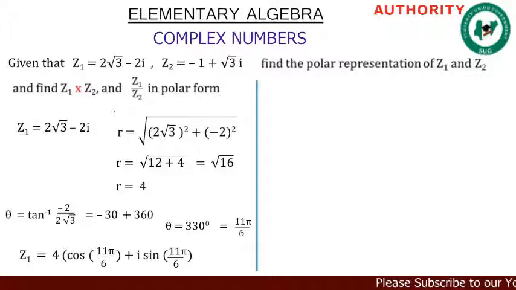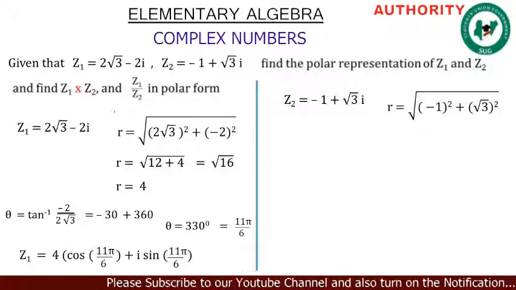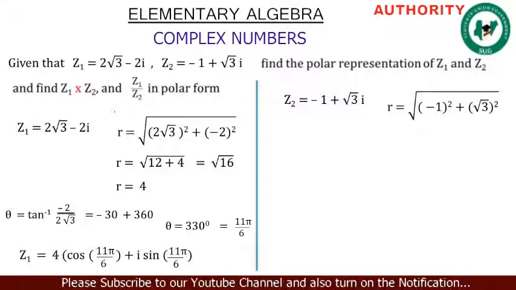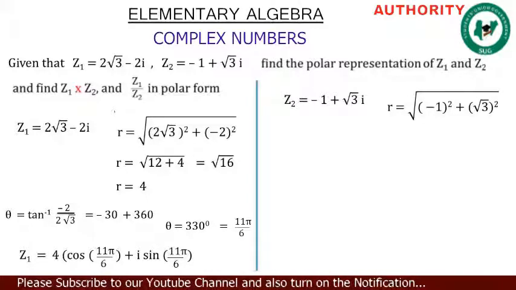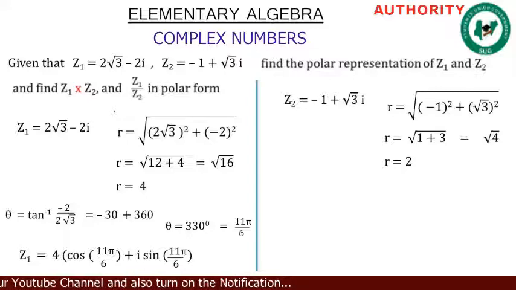Now let's go to z2. We have z2 to be minus 1 plus root 3i. Let's also represent this in polar form, which means we need to find our r and then theta. R is equal to the square root of (minus 1) squared plus (root 3) squared. Minus 1 squared is 1, and root 3 squared is 3. So 1 plus 3 is 4, and the square root of 4 is 2.